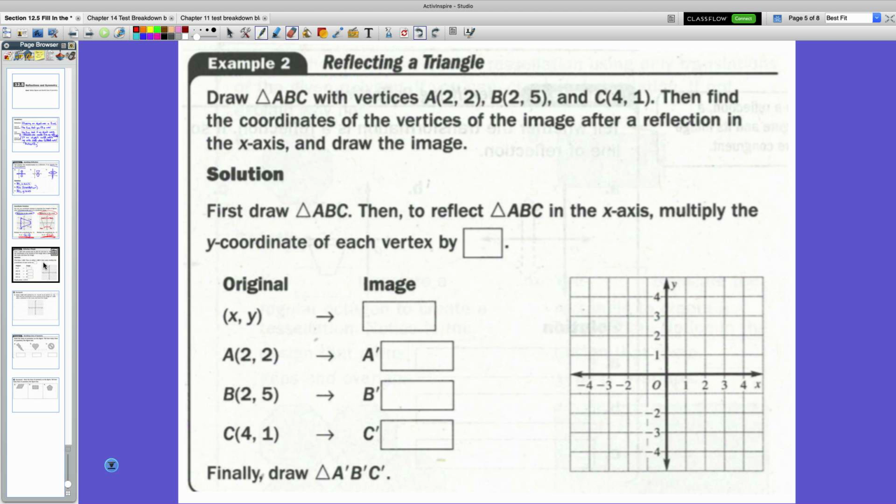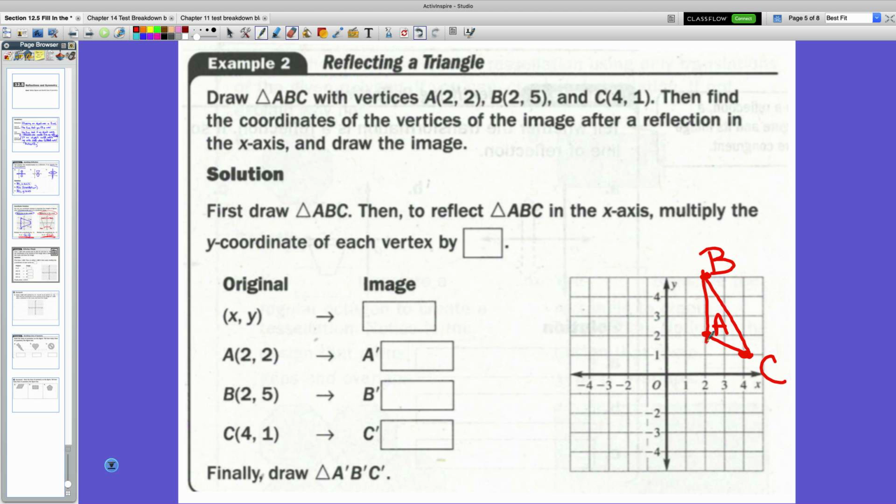Okay, let's try one. Example 2: draw triangle ABC with these vertices. A is at (2, 2). B is at (2, 5), way up there. C is at (4, 1). So there's my triangle. It's kind of a weird looking triangle, but it's a triangle.